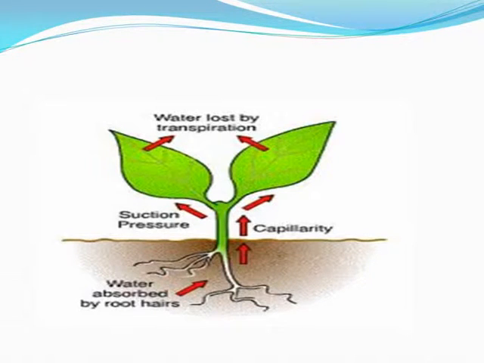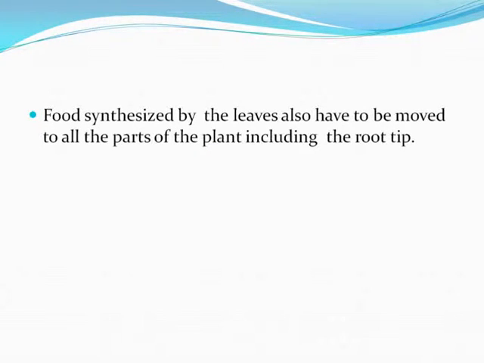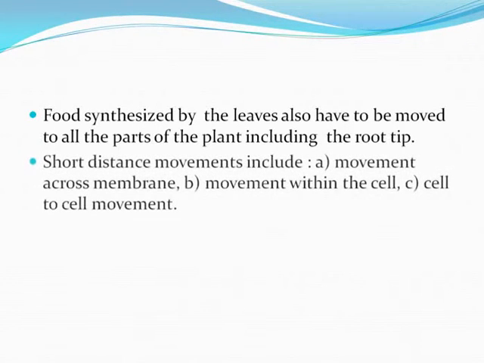Here we can see as the water enters through the roots into the stem by the suction pressure and the capillary pressure, the water is lost by transpiration. The food synthesized by the leaves also has to be moved to all the parts of the plant, including the root tip. Short distance movements include movement across the membrane, movement within the cell, and cell to cell movement.